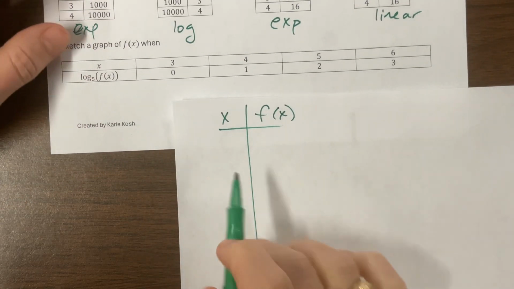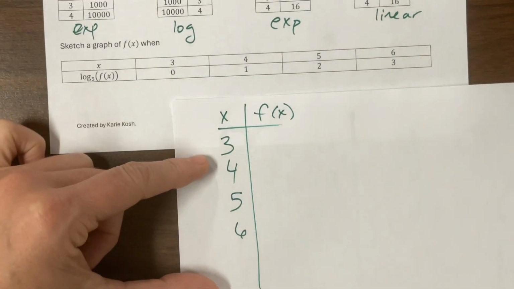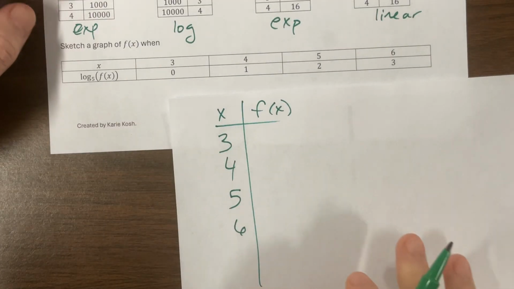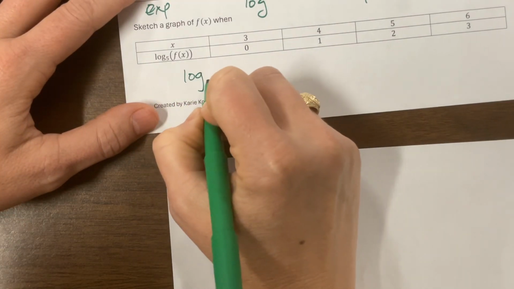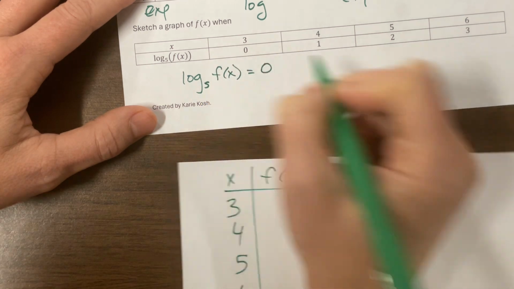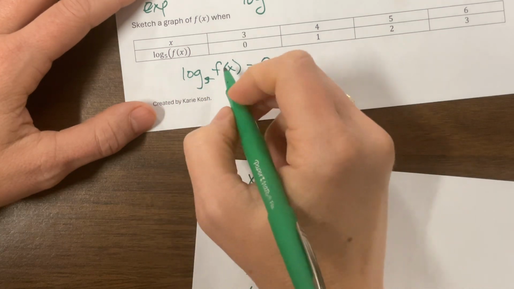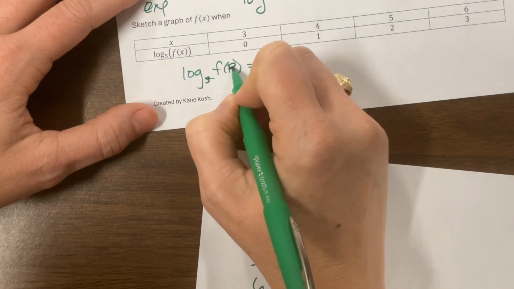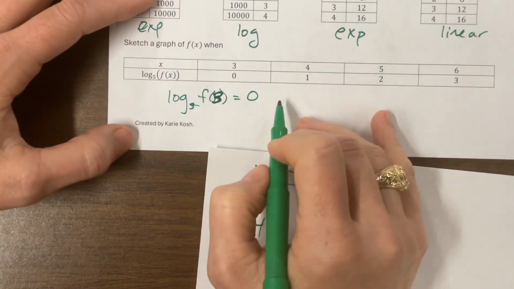So we'll do our x values. We had 3, 4, 5, and 6. And so now what we need to do is we know that log base 5 of f of x is equal to, in this first term, 0. Or maybe let me try that again. Log base 5 of f of 3, because this is when the x value is equal to 3, is equal to 0.